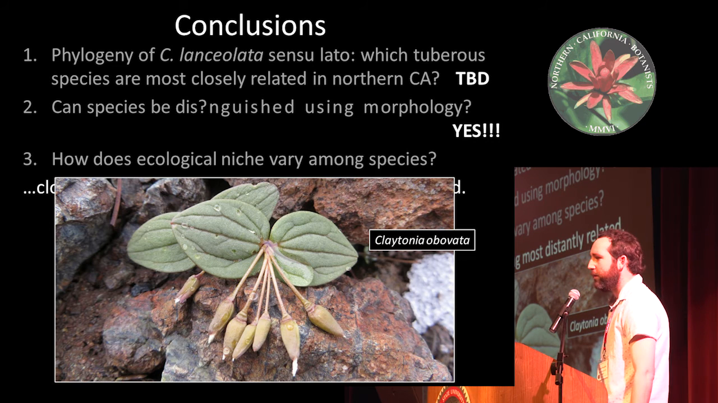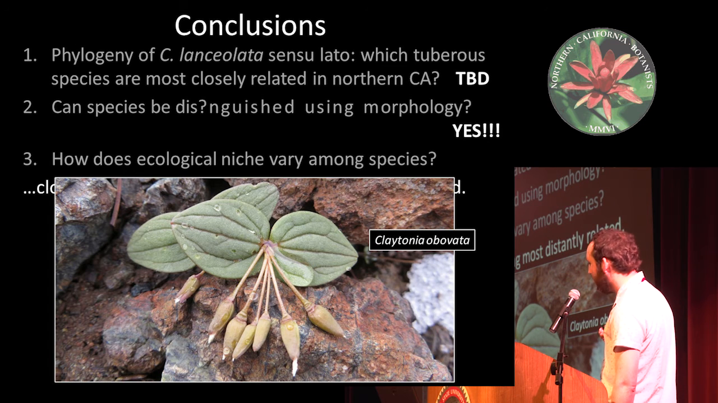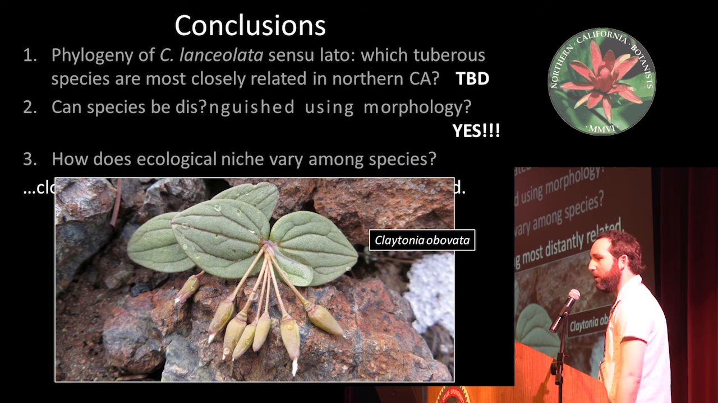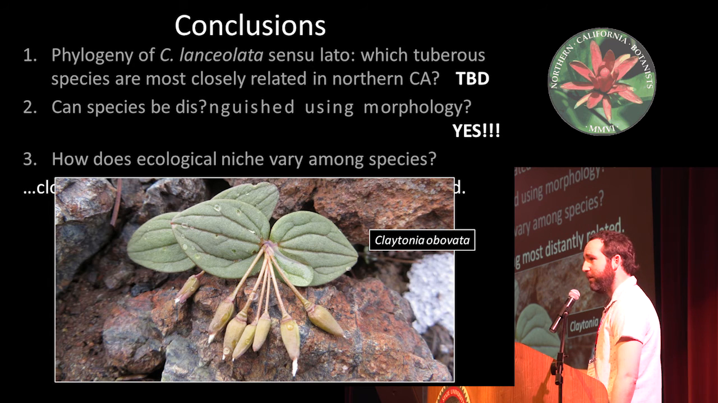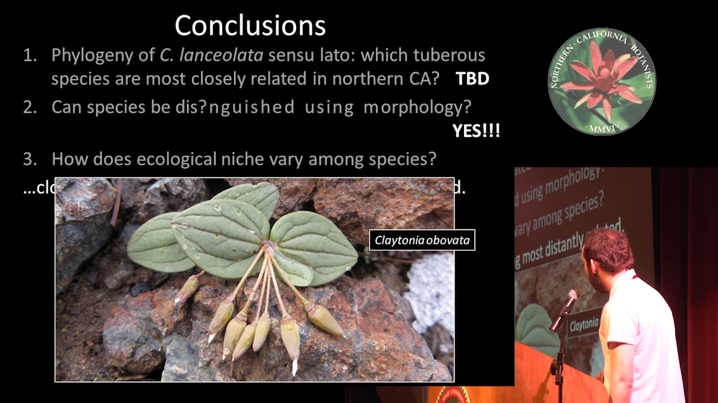But to summarize, just so that I have some time for questions, essentially we're still a little bit confused as to which species are most closely related, and that's in part because of what I think is some hybridization between some of the other close relatives in Claytonia. Definitely species can be distinguished by morphology. I don't know how some of these were missed. Clearly obovata was not. Rydberg got it right. Go with Rydberg.